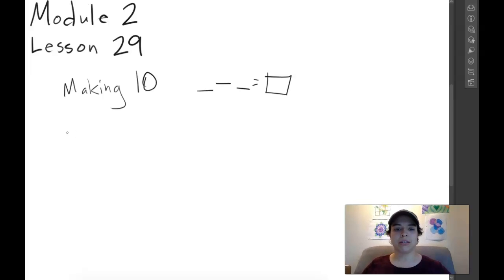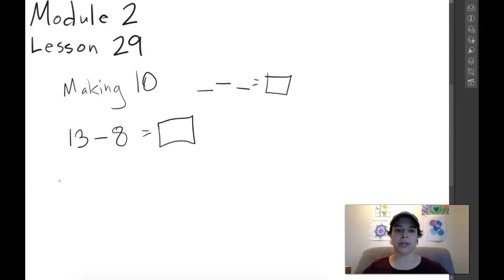Let's start with 13 minus 8. And then we'll be solving for our mystery number. Okay, so in order to make 10, because we know for sure that we're going to be subtracting, and the amount we're going to be subtracting is 8. All right, so instead of doing a drawing for this, I want us to do our 2 different steps to solve. And the first step is to break apart this 13 into tens and ones.